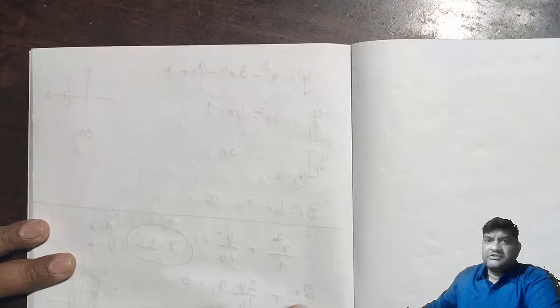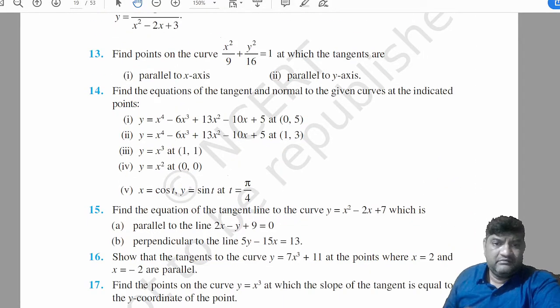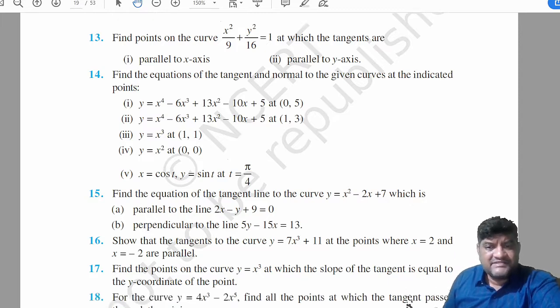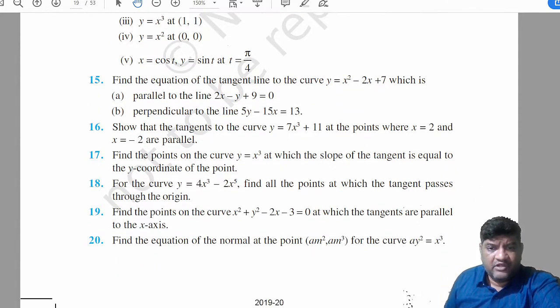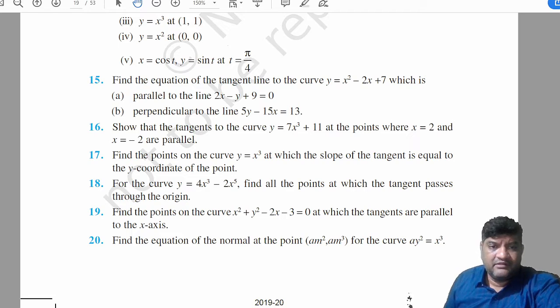Okay. So that's about tangents and normals. There's nothing difficult. No question is going to be very difficult here. All are pretty simple questions. Find the points on the curve which is parallel to the x-axis. Take the slope as equal to 0. You should be done with that.